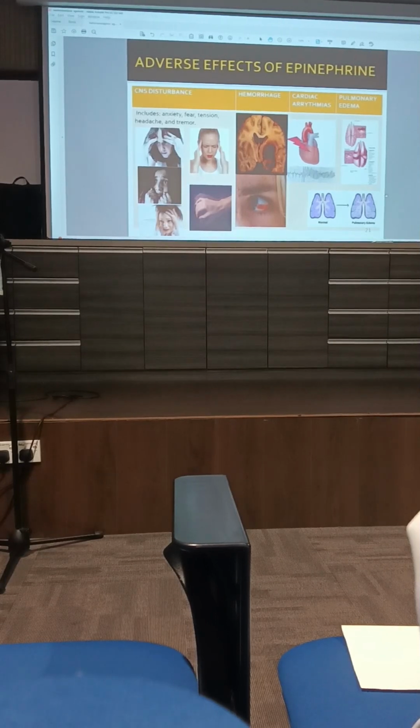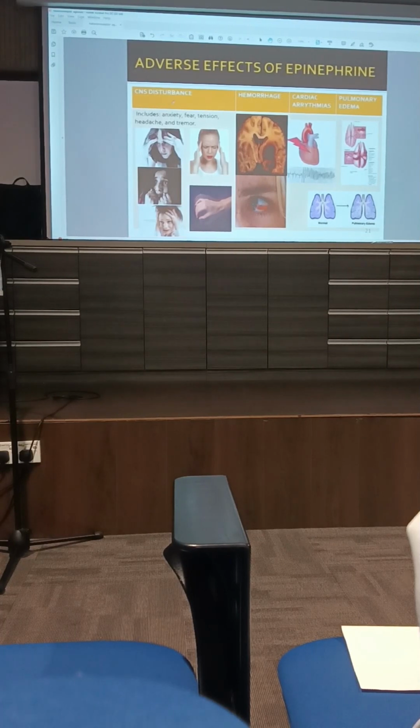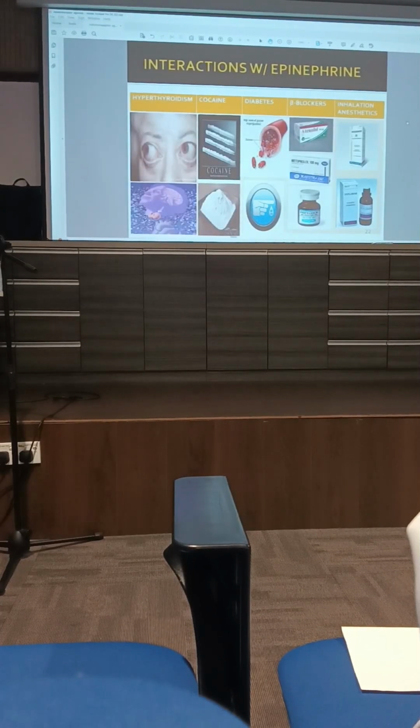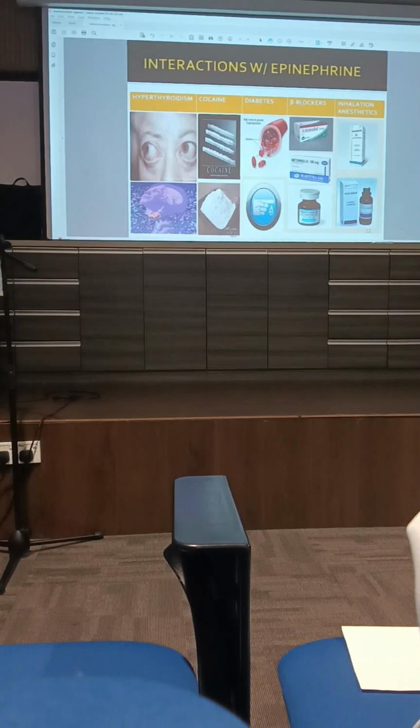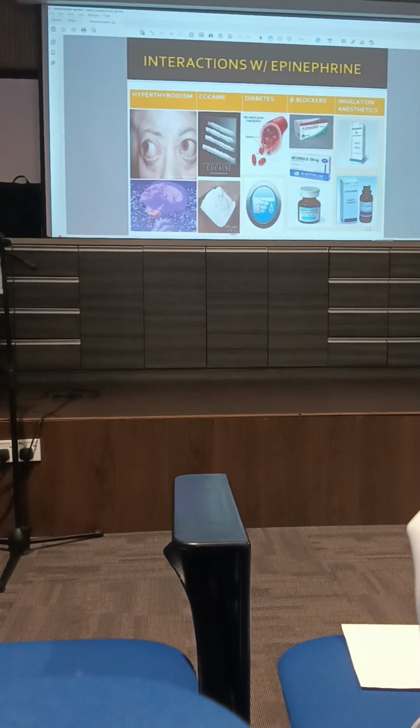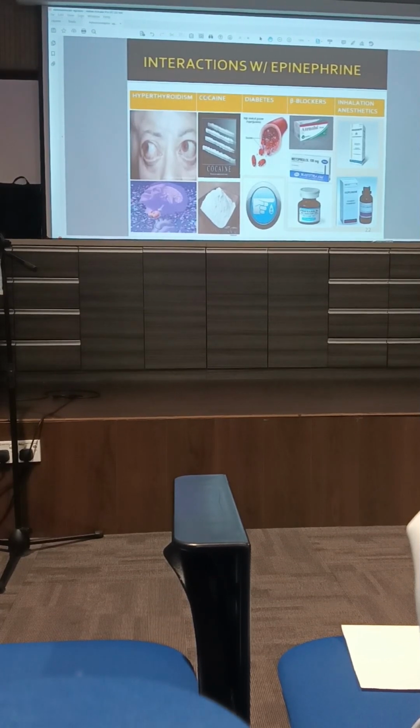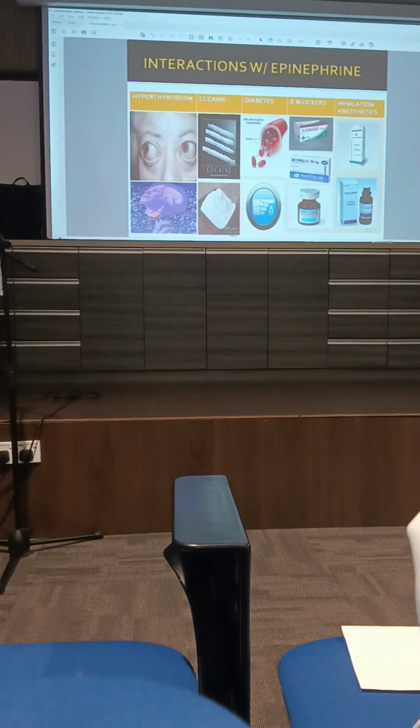The adverse effects of epinephrine are as important as the therapeutic uses. It can cause CNS disturbance, hemorrhage, which normally happens in the brain and other organs like internal bleeding, cardiac arrhythmias, and pulmonary edema. Now, interactions with epinephrine. These are medical conditions, and some of them are drugs. For interactions, you have to familiarize yourself with certain drugs because of certain keywords. When it asks what are the clinical or therapeutic uses of epinephrine, the answer is always a medical condition.